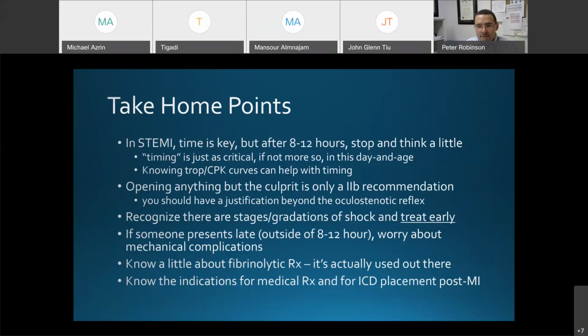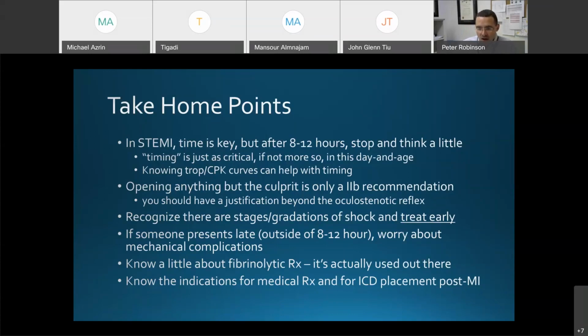Okay, thank you. And another question, Dr. Robinson, is I think we talked about this before. What are your thoughts on the theory of unloading the LV in STEMI? So no pun intended, that's a bit of a loaded question.